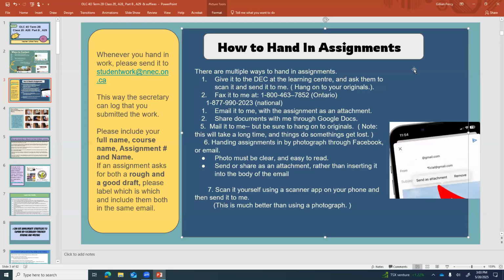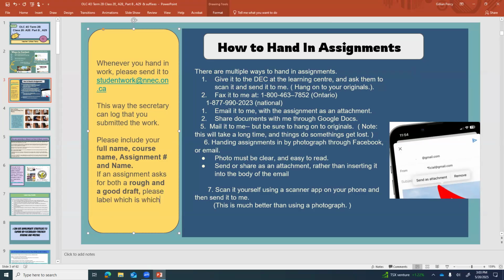Even when you send me stuff directly, I always route it back through there. That way the secretary can log that you've submitted the work, and always make sure to include your full name, the course name, the assignment name, and number. If an assignment asks for a rough and a good draft, please label which one is which. Now, I've got here to include them both in the same email. You don't have to include them both in the same email, but what I find happens is sometimes people will only send me one and they don't label it, so I don't know what I'm looking at. So keep that in mind.